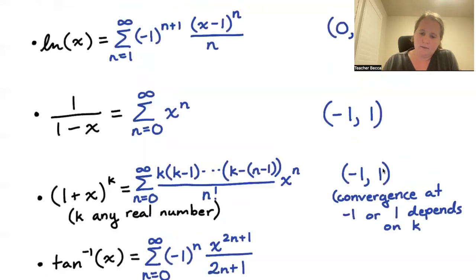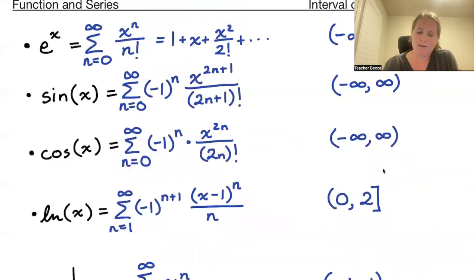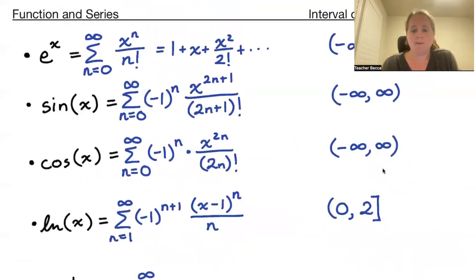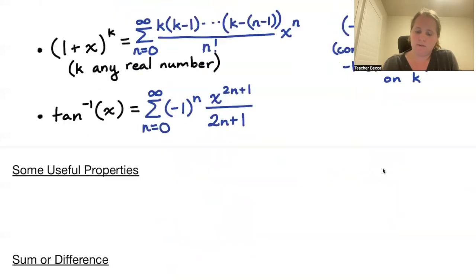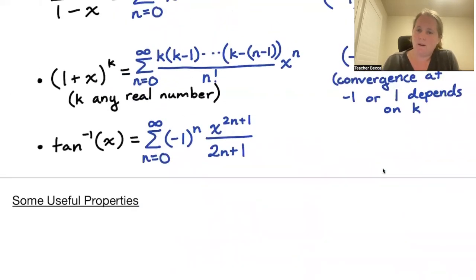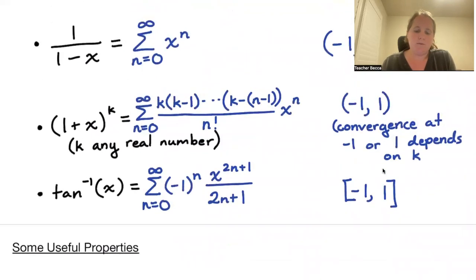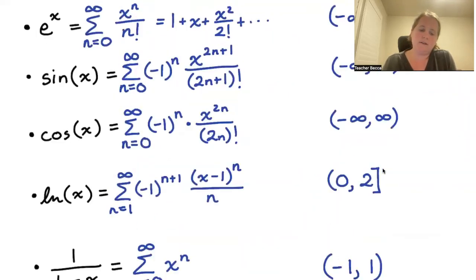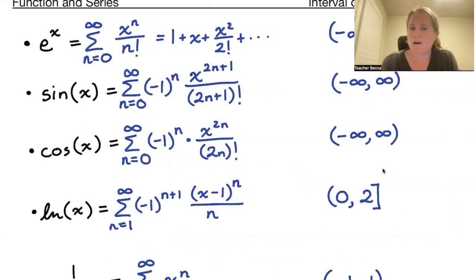Note, if we scroll back up, this looks very similar to sine of x, but for sine of x, we had a factorial in the bottom. Tan inverse, there's no factorial. This one converges on the closed interval from -1 to 1. So here we have a variety of Taylor series for sort of very common, famous functions.